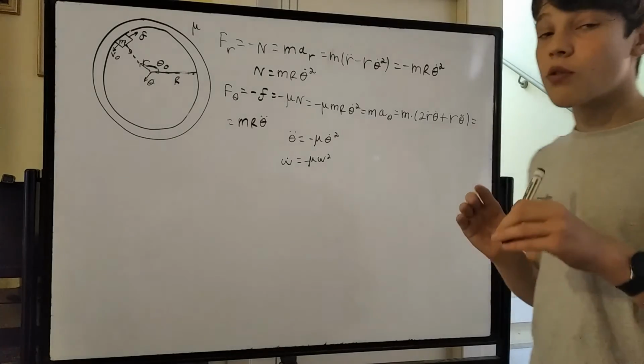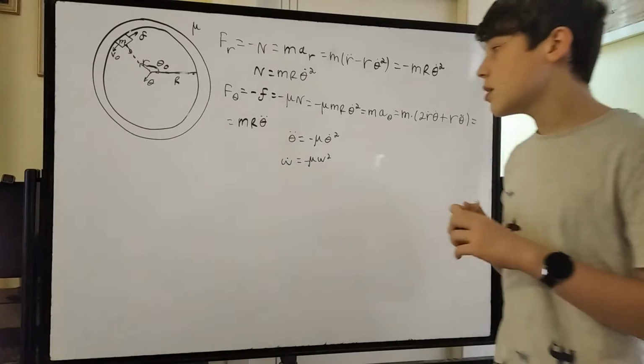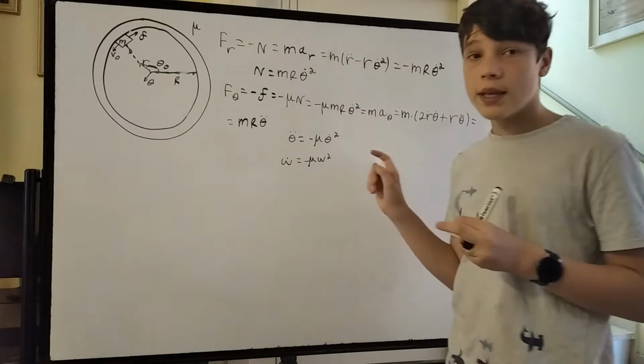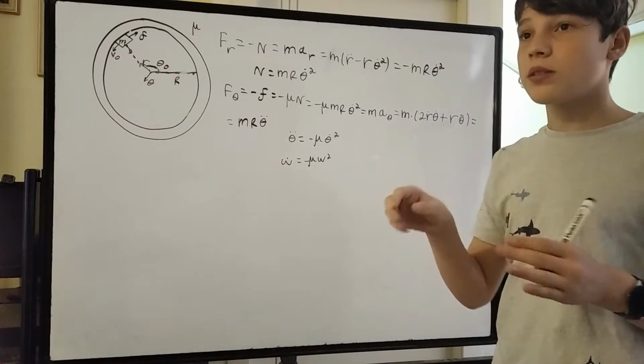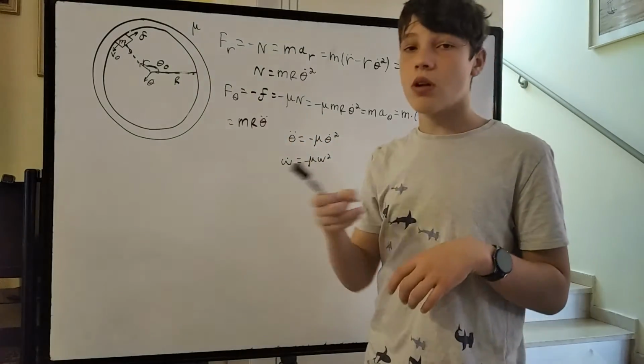Now this is a differential equation. But before we go on solving it, because we want omega with respect to time, and then we'll integrate to get theta with respect to time, we need to find the initial omega.